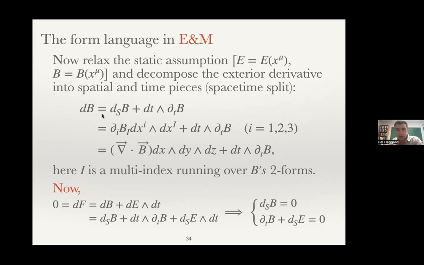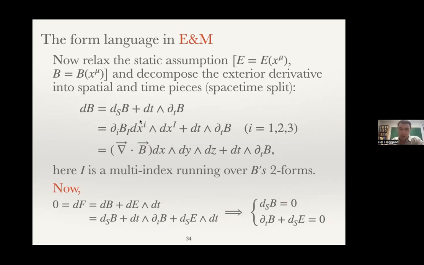So what I'm saying is the space-time exterior derivative, dB, can be written as d_s B plus dt wedged with the partial time derivative, just the usual partial of components of the two form B. So what does that mean? I just take the coefficients of the two form B, I take their time derivatives, and that gives me what I mean by this two form, partial t B.